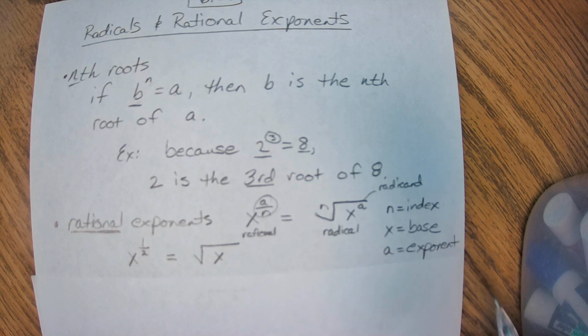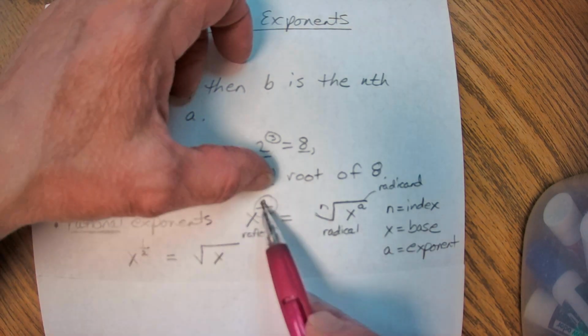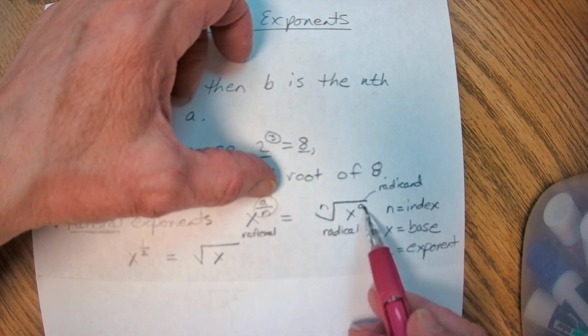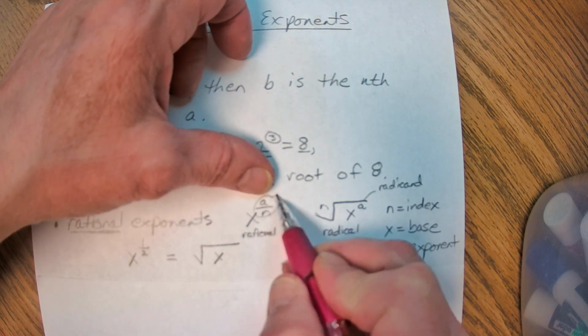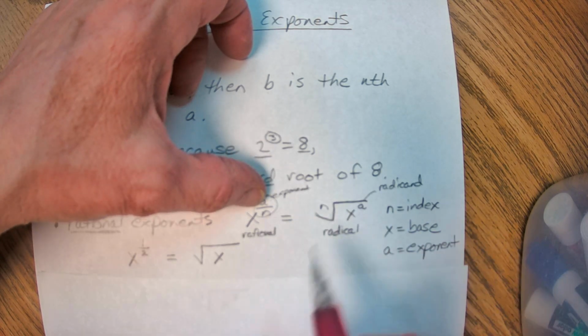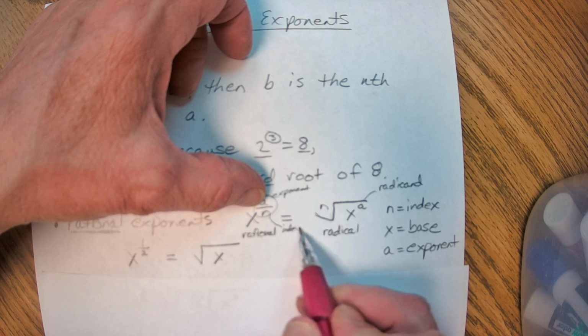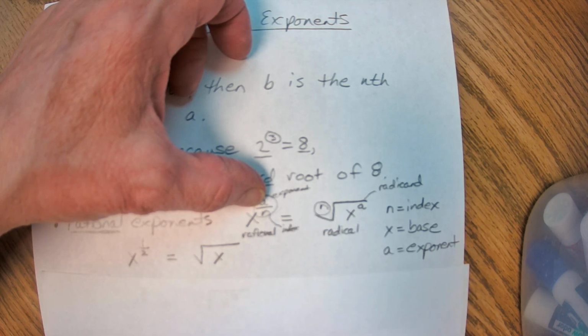So let's look at the fractional part right here. Notice that a becomes the exponent, and n becomes what we call the index of the root, the nth root.